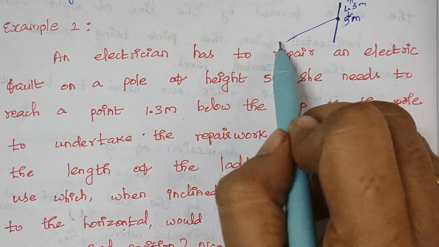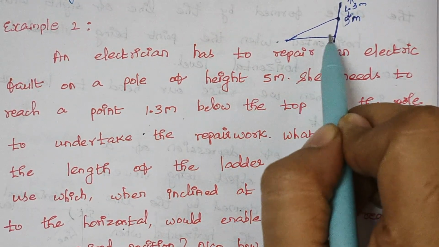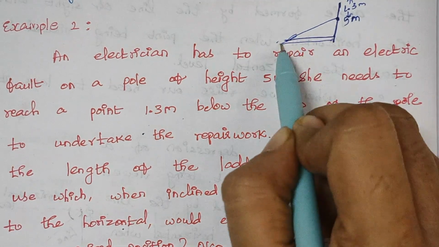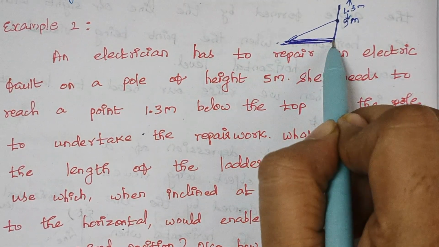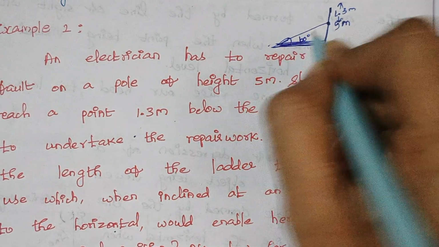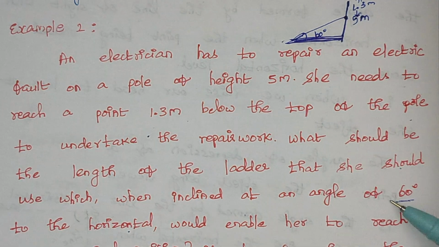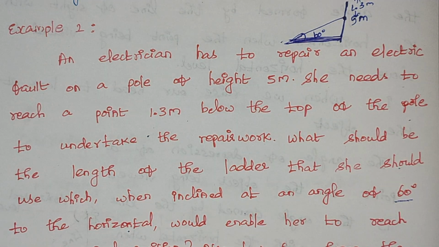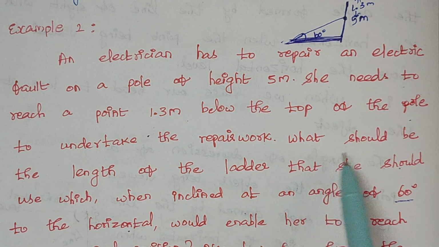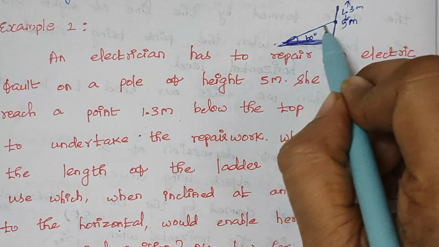So this is your horizontal line. Sorry, I had drawn it a little bit upwards. It should be like this. So this is your horizontal line, and what is the angle it makes? It is making an angle of 60 degrees. So what is the question that is asked? What should be the length of the ladder? So you should find, this is the ladder.